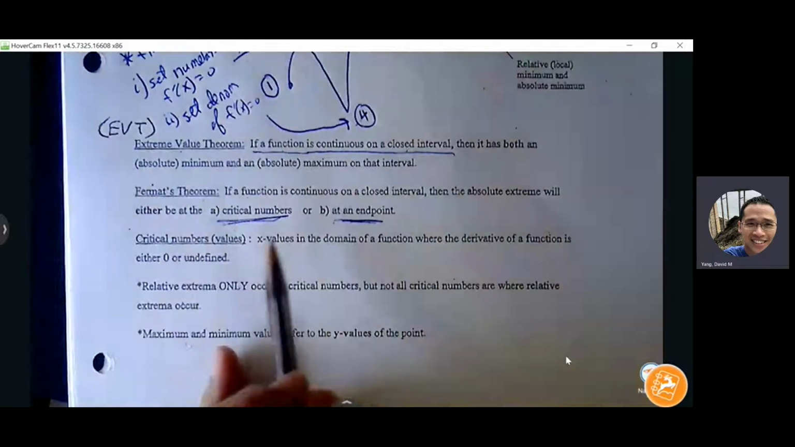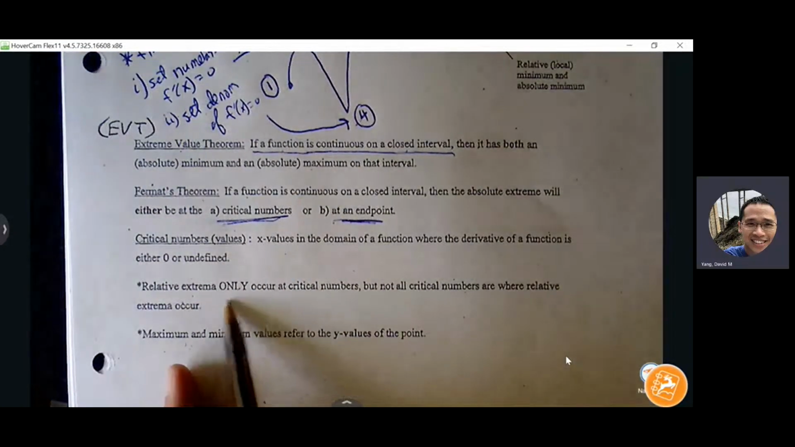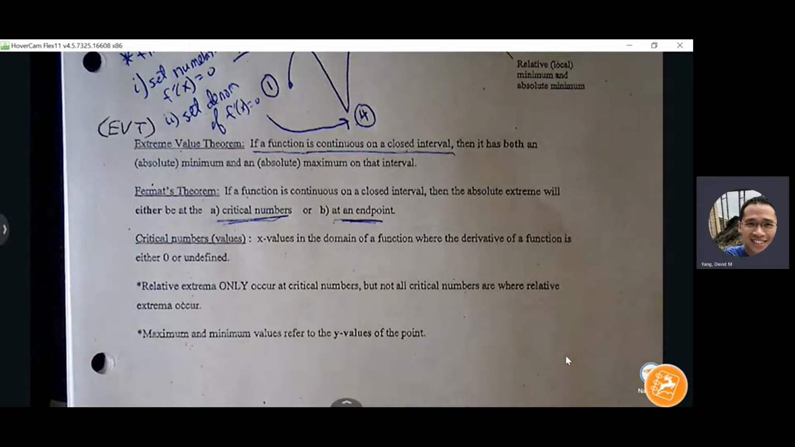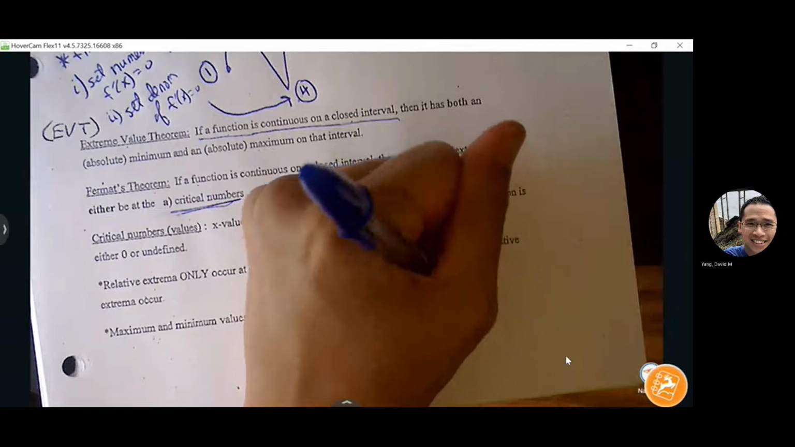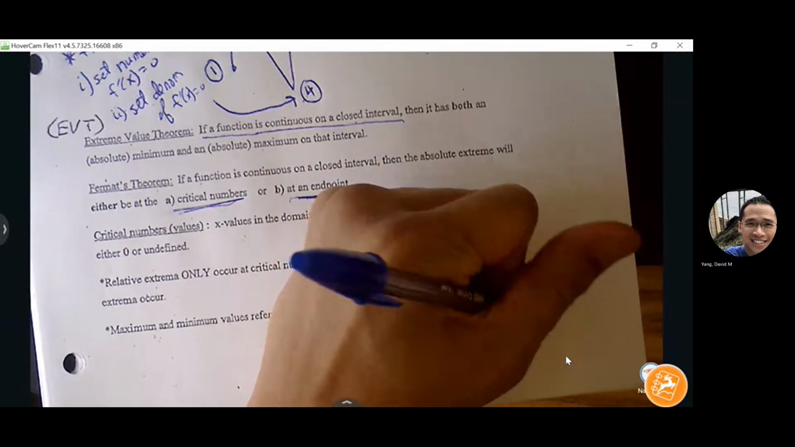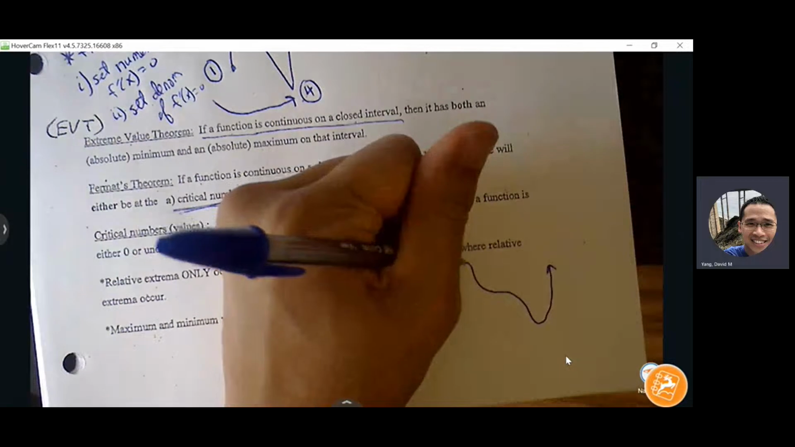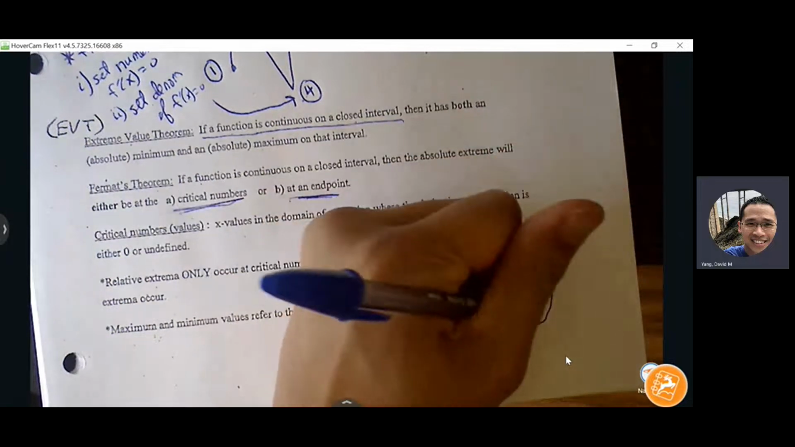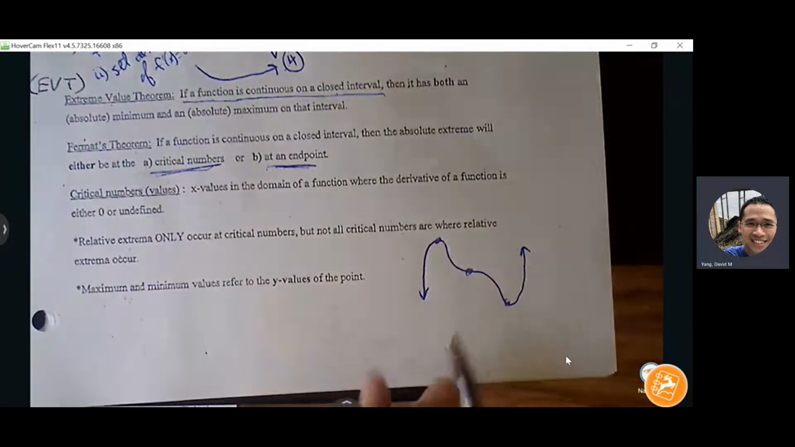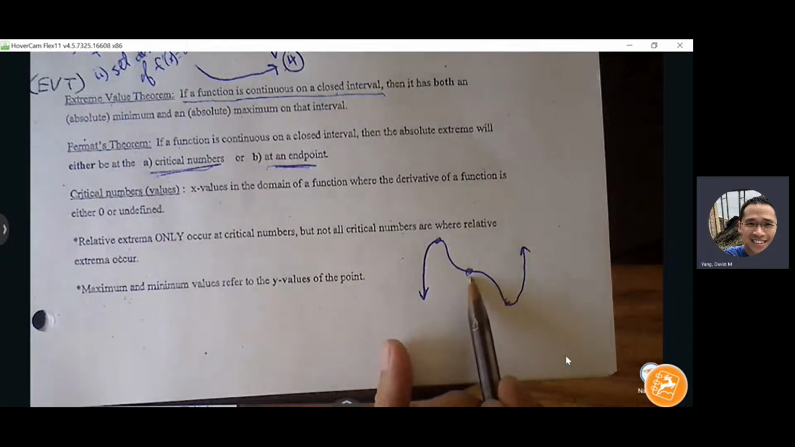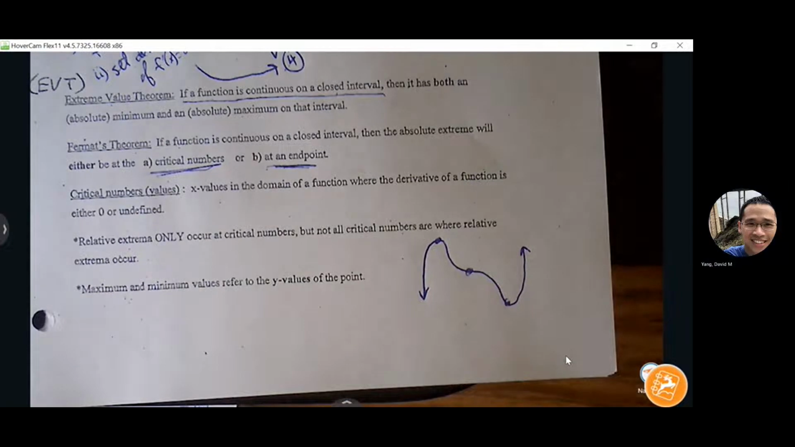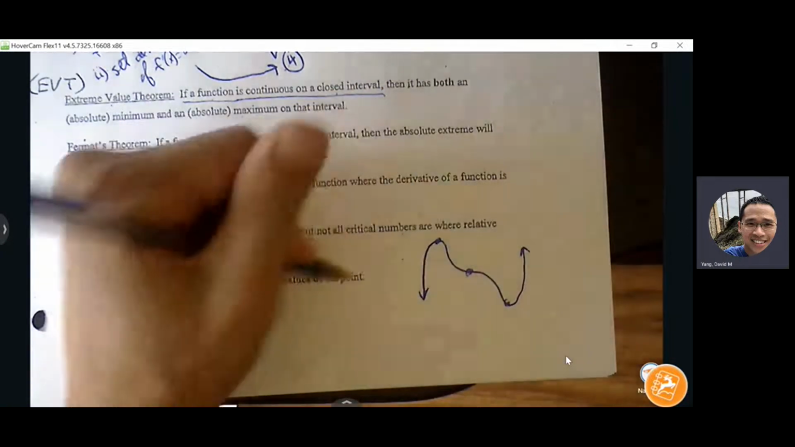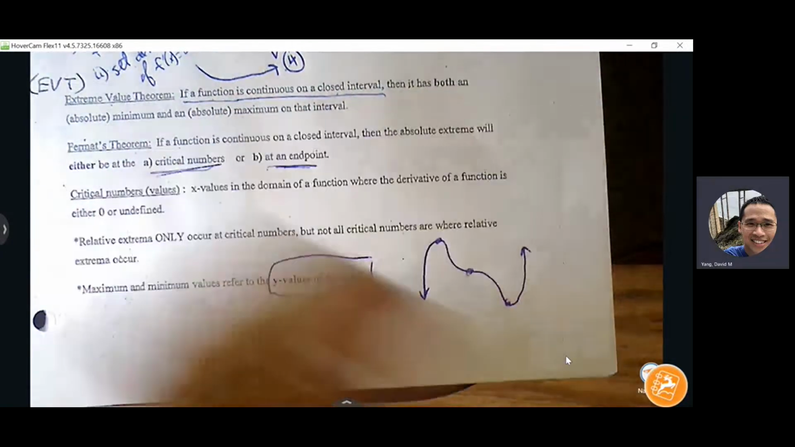Bottom of the page here. Relative extrema only occur at critical numbers, but not all critical numbers are where relative extrema occur. So what that means is this. Just because I have a slope of 0 doesn't mean that it's a relative max or relative min. It's possible, but a slope of 0 could also be where it flattens out but doesn't change direction. Max and min values refer to the y values at that point. That's important.